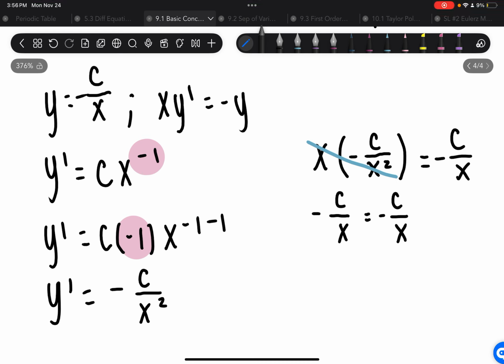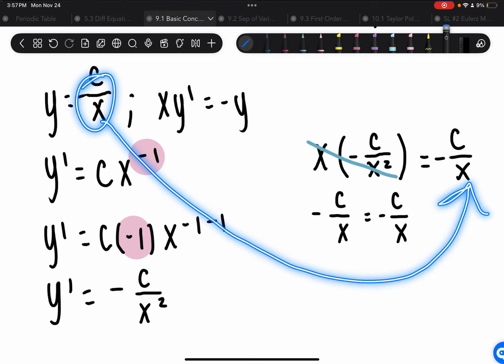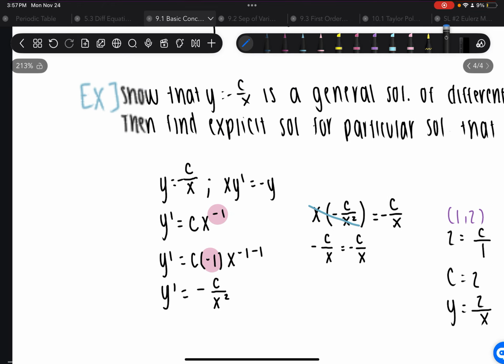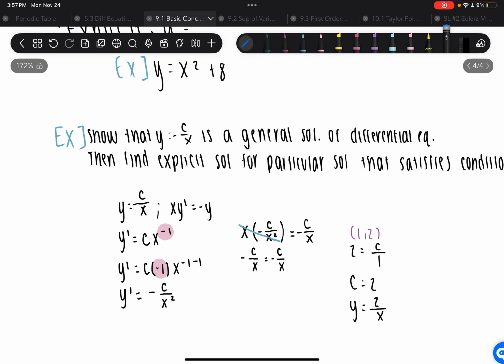As we can see from our differential equation, we have a y in our differential equation as well, and I was given a y to start. So I'm going to plug that value in for our y, and then we solve to see if they equal each other. We're verifying to see if they're the same. And in this case, they are, which is great. So we verified that y equals negative c over x is a general solution of our differential equation.